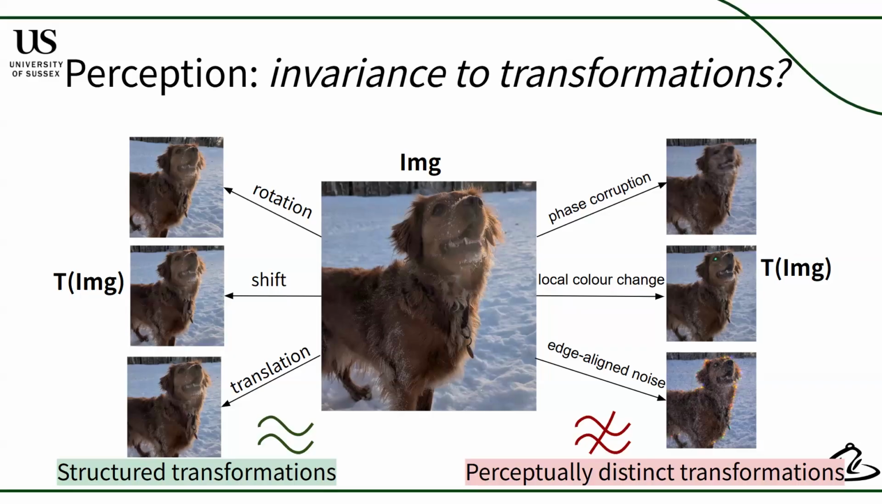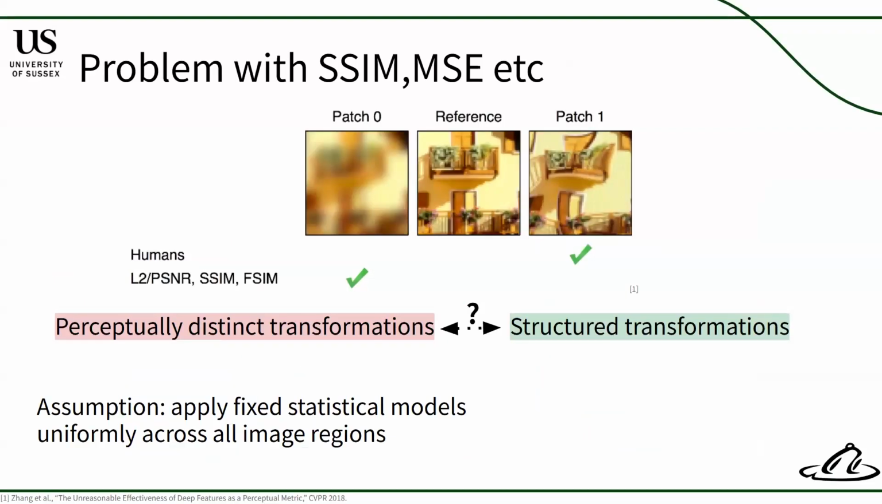And we need to, in some way, make our model learn the difference between these different types of noise. So what noise we want to be invariant to and what noise is perceptually distinct. And if we look at existing methods, pixel-wise metrics such as SSIM or mean-squared error that you might have used before fail at recognizing that difference.